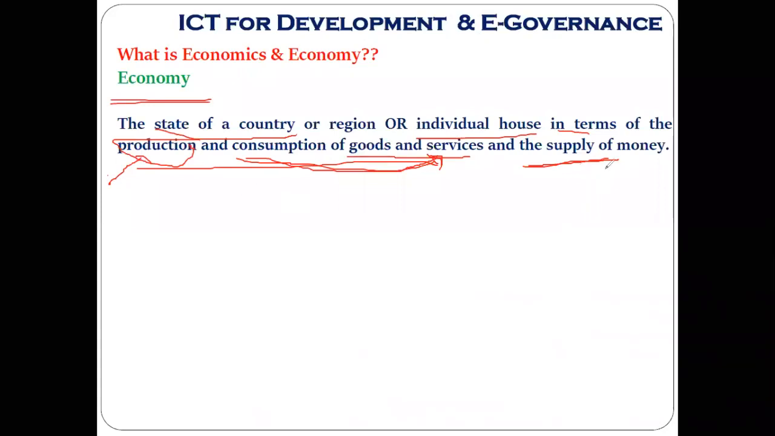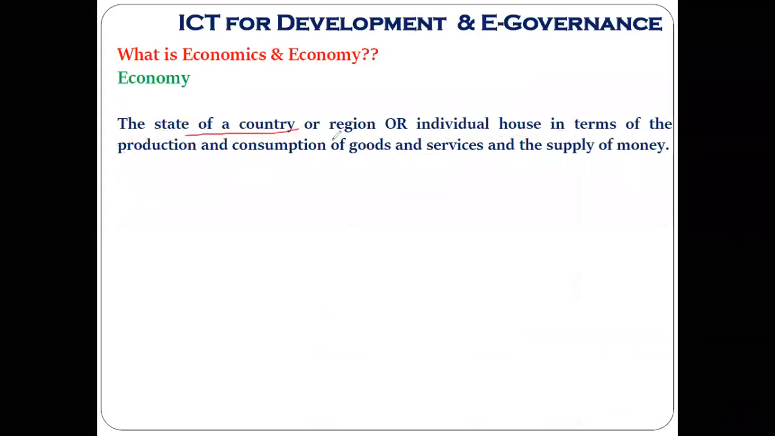That is nothing but the supply of money is very good, that the production of... that is the same thing I have mentioned here. What I have mentioned here, you can see the state of a country or region or individual house in terms of the production.